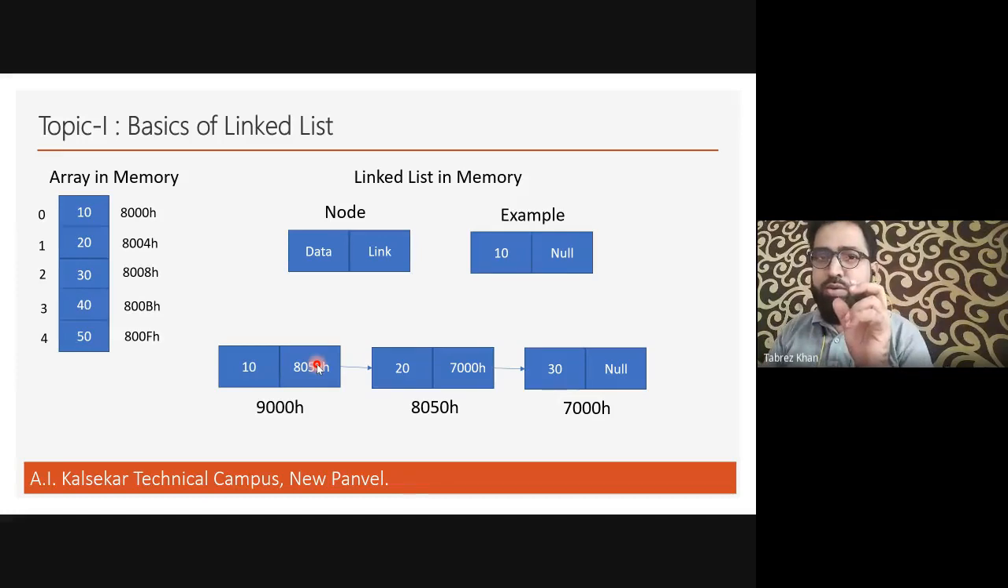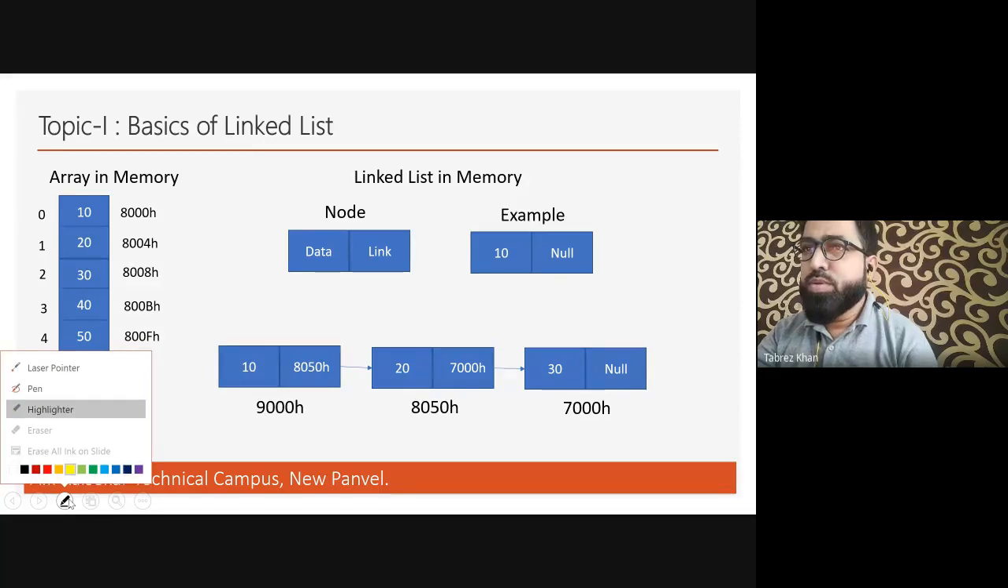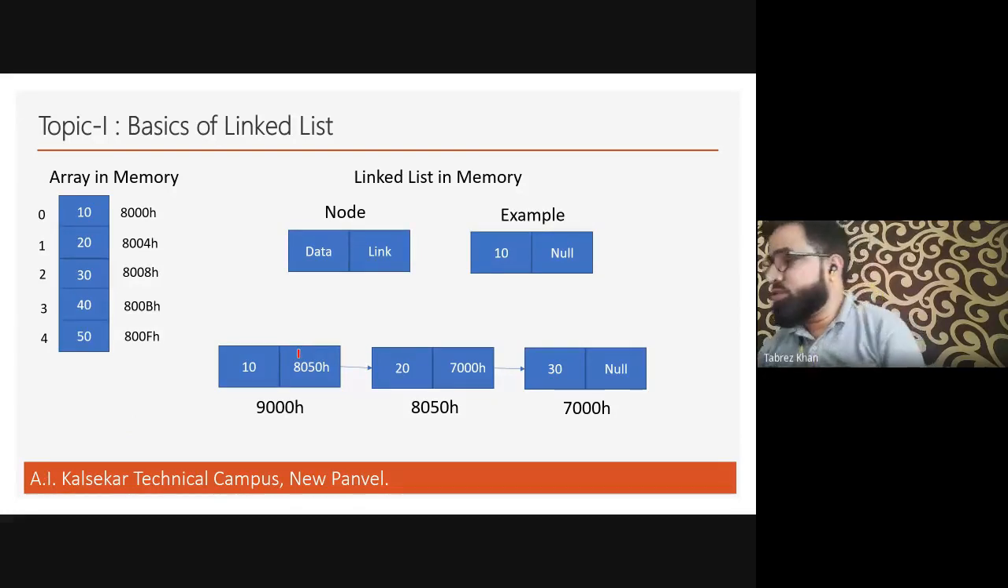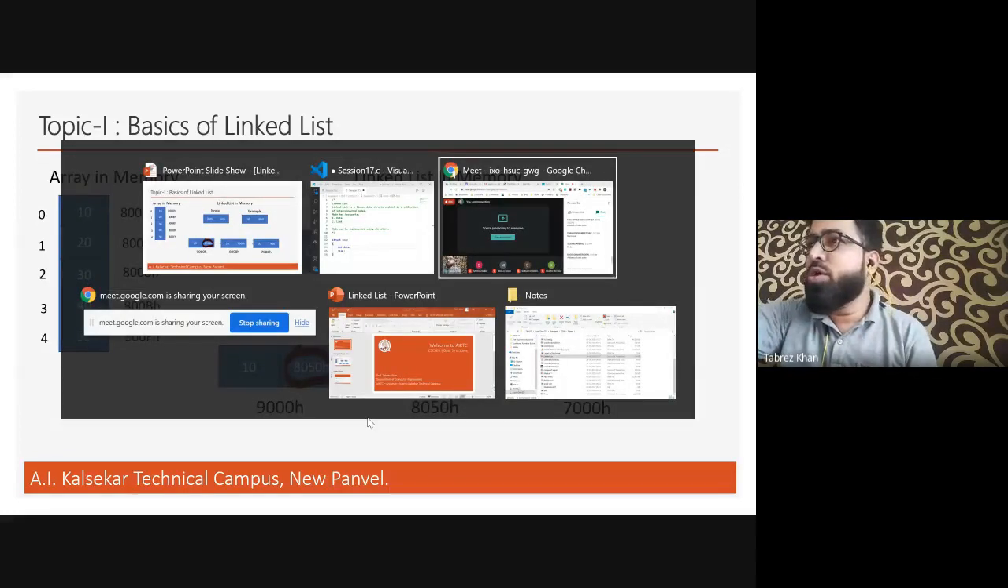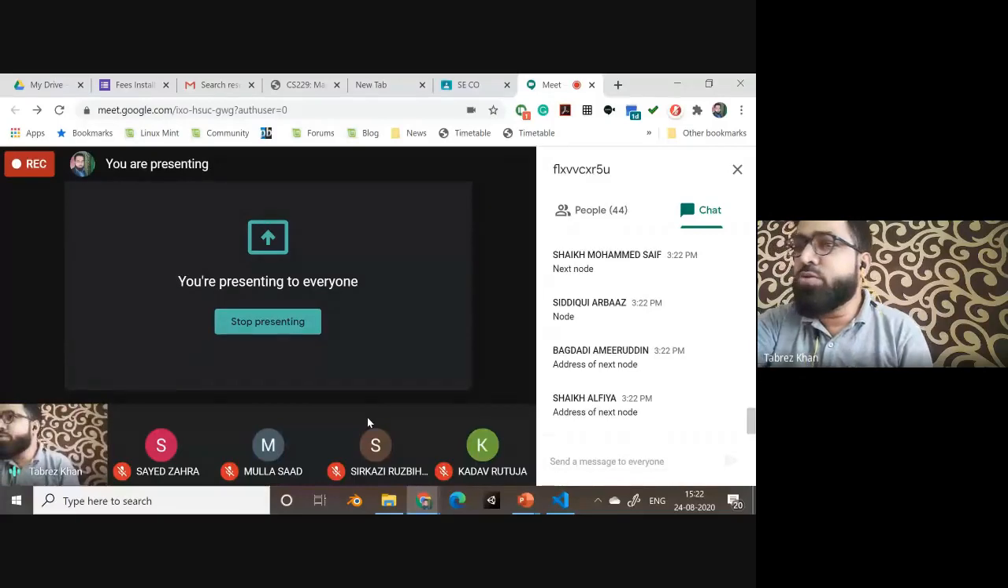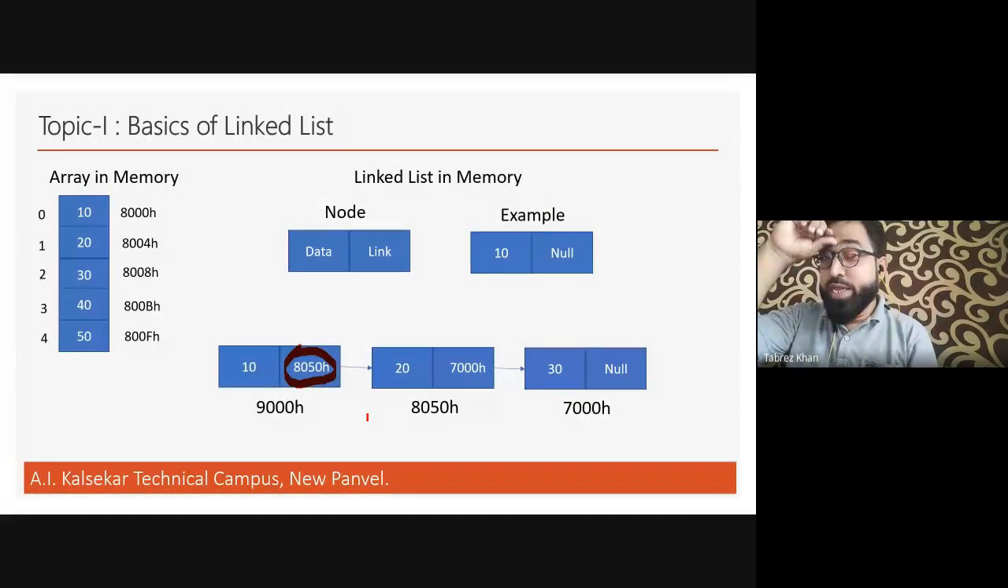Now, can you tell me, address of what? This 8050, which I am highlighting here. Let me change my highlight. This 8050 is an address of what? Can you please post your answer again? Address of next node, address of next node. Absolutely right. It is an address of the next node.